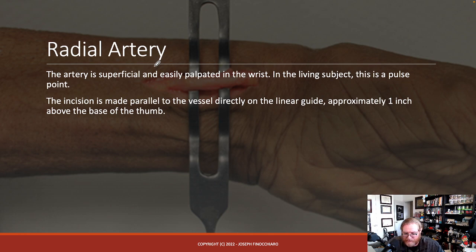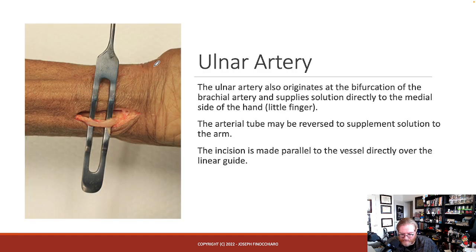The artery is superficial and easily palpated in the wrist. I like how they say that. I just can't go in there and feel around for it. I have to go in there and find it visually. And again, I am not great at what I do, apparently. In the living subject, this is where you get a pulse. The incision is made parallel to the vessel on the linear guide, approximately 1 inch above the base of the thumb. The ulnar artery is on the other side.